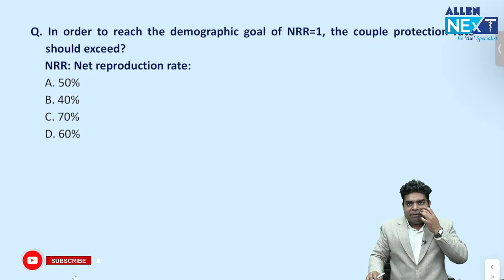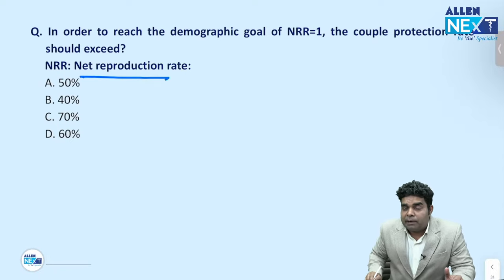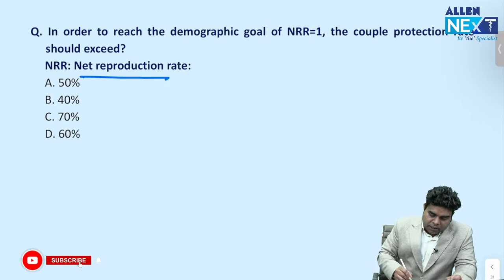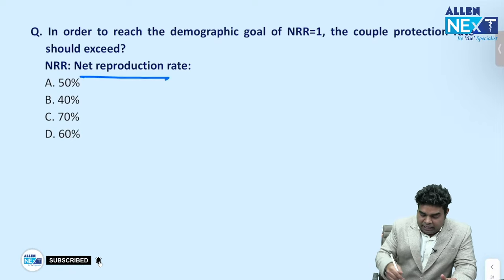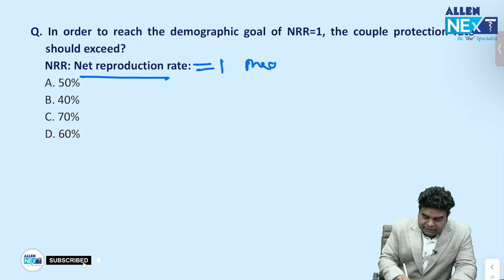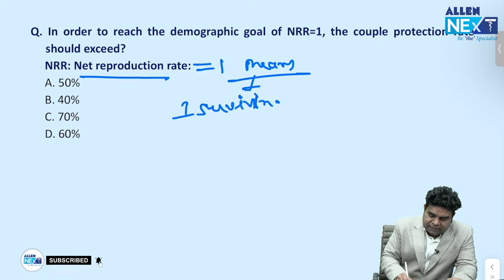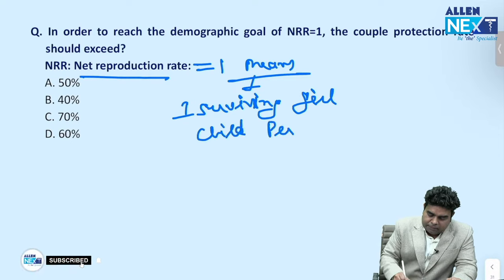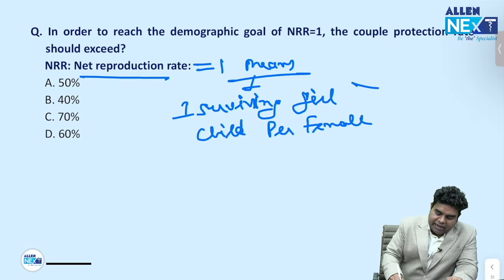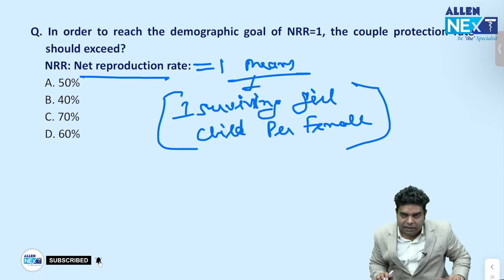In order to reach the demographic goal of NRR equal to 1, what should be the net reproduction rate? See, NRR is net reproduction rate. NRR equal to 1 means there is one surviving girl child per female. That is what NRR means: how many surviving girl children there are per female.